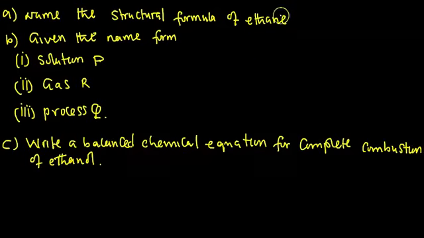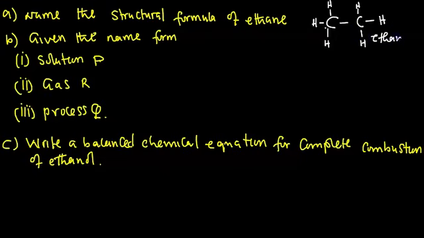Name the structure formula of ethane. Okay, so the structure formula of ethane, if we are to draw it, it is like this. Ethane is just two carbon. Since it has a single bond, so it appears like this. Okay, this is ethane. Then give the name of solution P, gas R, and process Q.